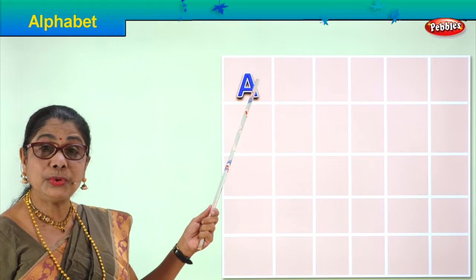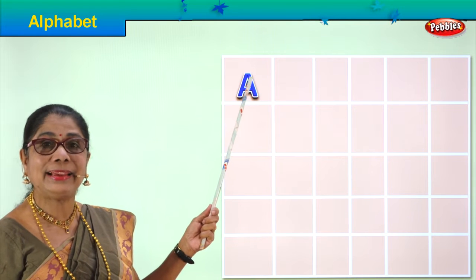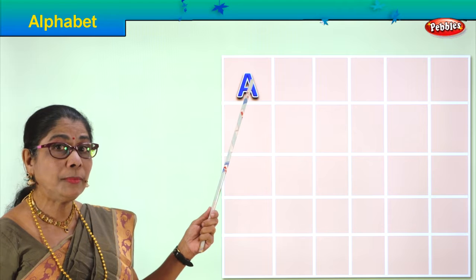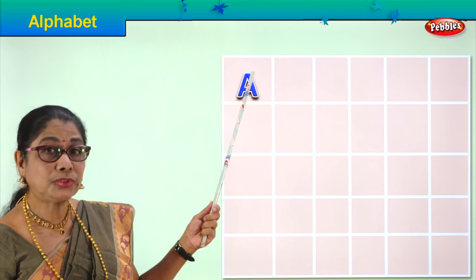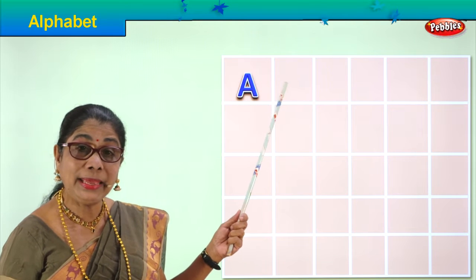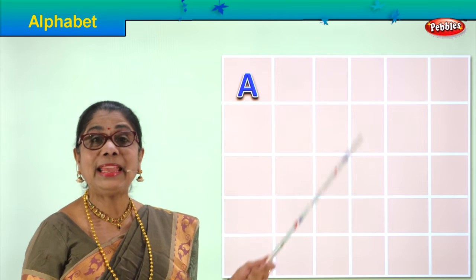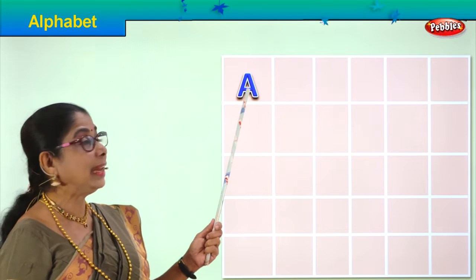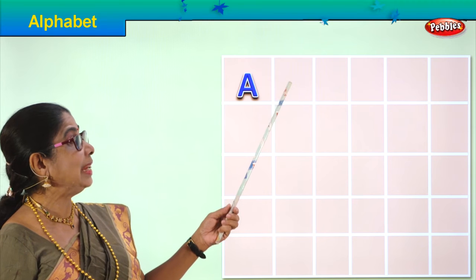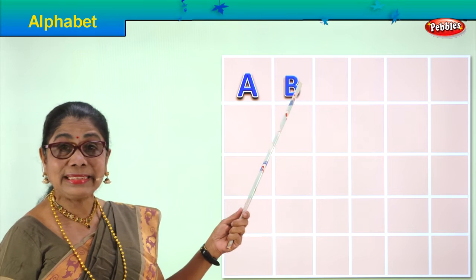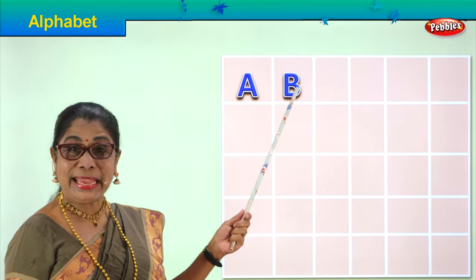We are first going to look at and say the letter A. Also remember the sound A, so that we will be reading later on and it will help us in our reading. Okay? Now, this is letter A, sound A. What is the next letter? The next letter is B.